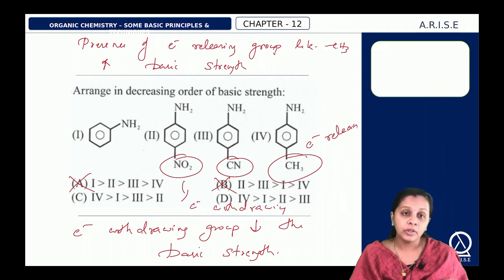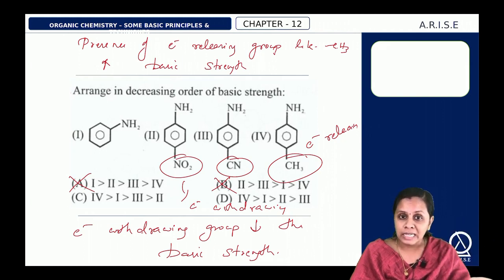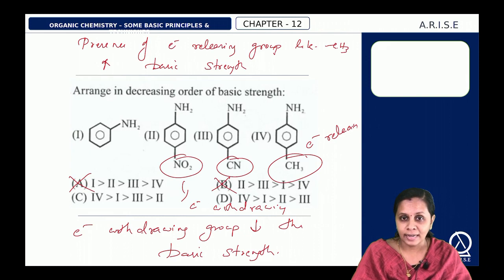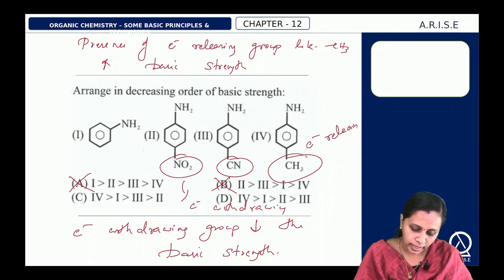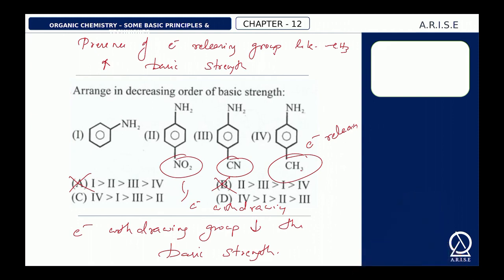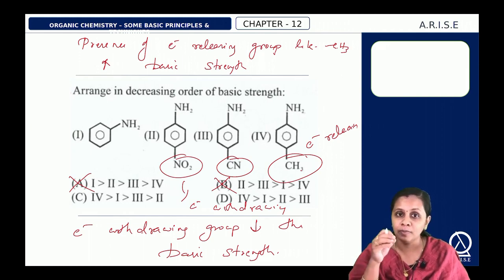Obviously when you are comparing with aniline, the one having an electron releasing group will be more basic than aniline, and the one having an electron withdrawing group will be less basic than aniline. So after the one having the CH3 group, aniline should be there. So that is 4, 1, then out of 3 and 2, when you compare the electron withdrawing effect of NO2 and cyanide, cyanide is more electron withdrawing, so that will be the least basic.